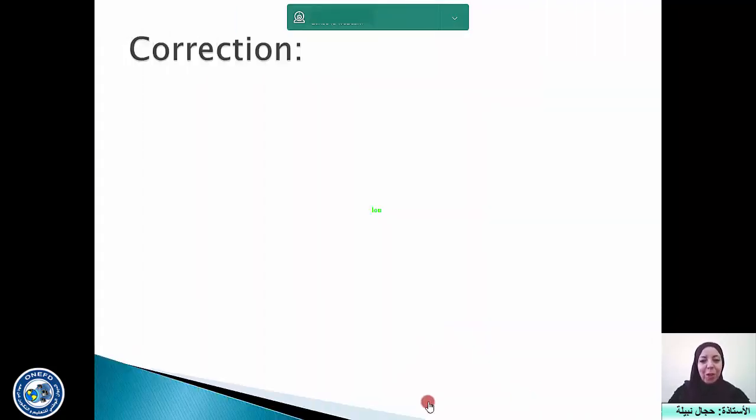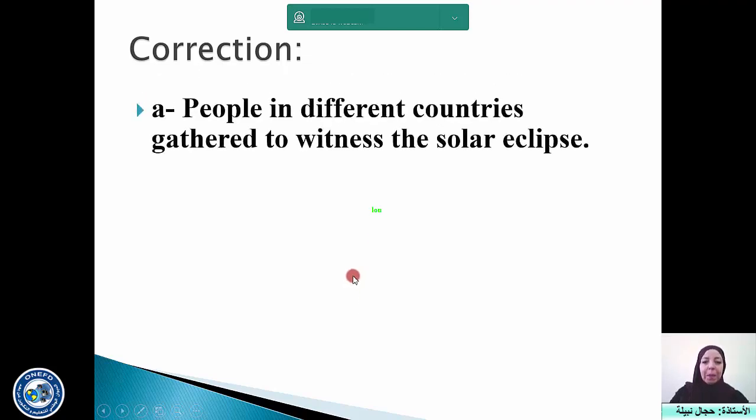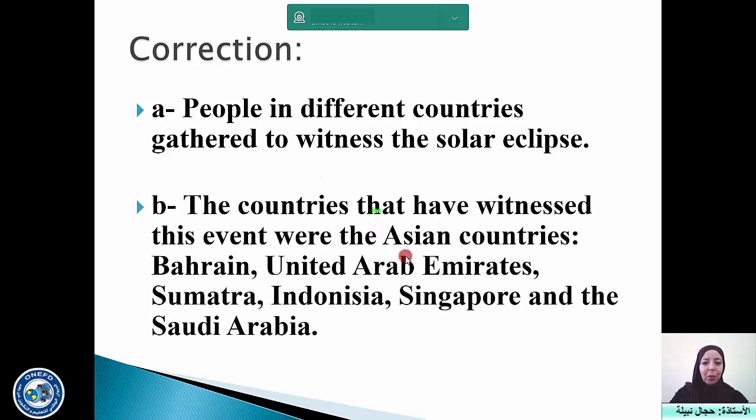Right? So, did you guess about the event? Let's see whether your answer is correct. A. People in different countries gathered to witness the solar eclipse. Second question. The countries that have witnessed this event, we mean the solar eclipse, were the Asian countries, namely Bahrain, United Arab Emirates, Sumatra, Indonesia, Singapore, and Saudi Arabia.